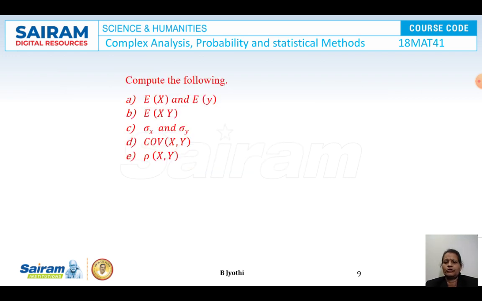Compute the following. First, E(x) and E(y). Second, E(xy). Third, sigma x and sigma y. Fourth, covariance of xy and correlation of xy. These are the things we need to determine.